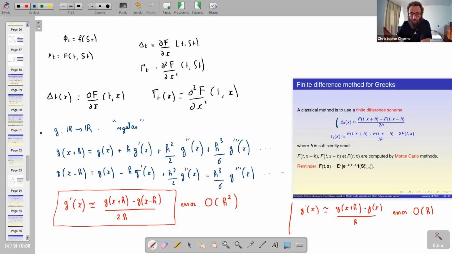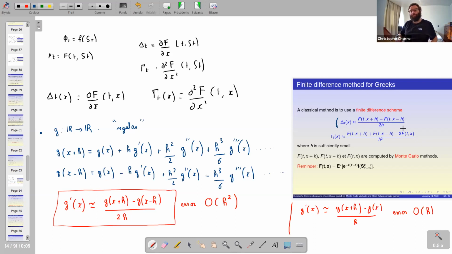Okay, so if you subtract, you obtain this approximation for F prime. If you do the sum of these two, you obtain this approximation for the second derivative. And you will enter into more details concerning these approximations in the course concerning approximation of partial differential equations. It's exactly what we do in this situation.